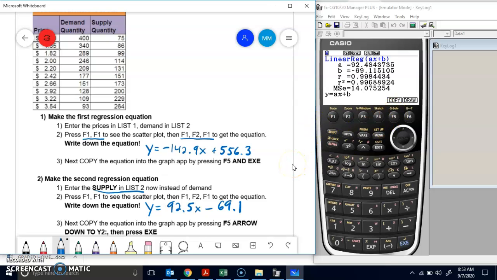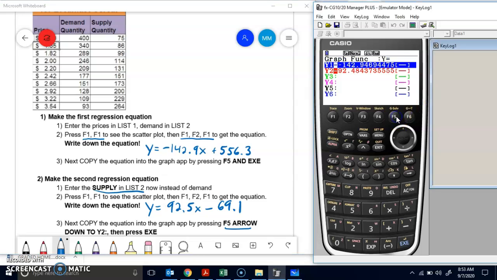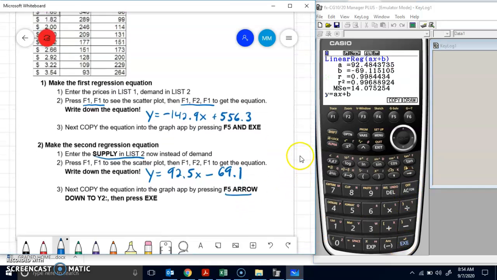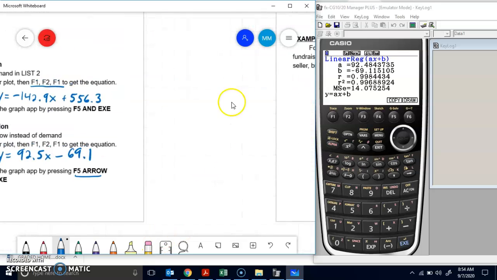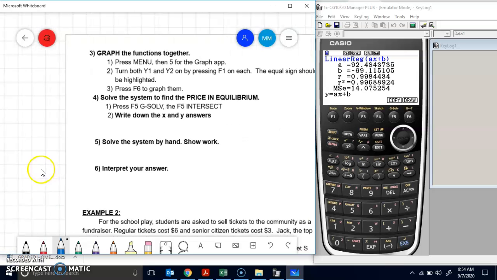Notice it says F5, then arrow down, because when you press F5, it's going to be on y1. Well, that's where our first equation is. So I'm going to arrow down to y2, and I'm going to hit execute again. And now both equations are in y1 and y2. Okay, so let's jump to the next step.